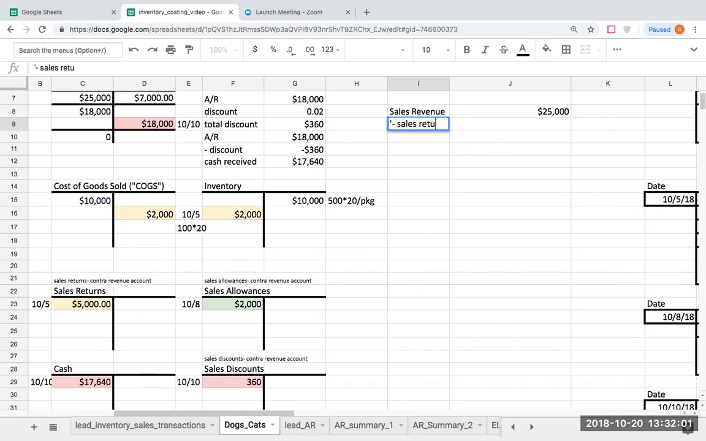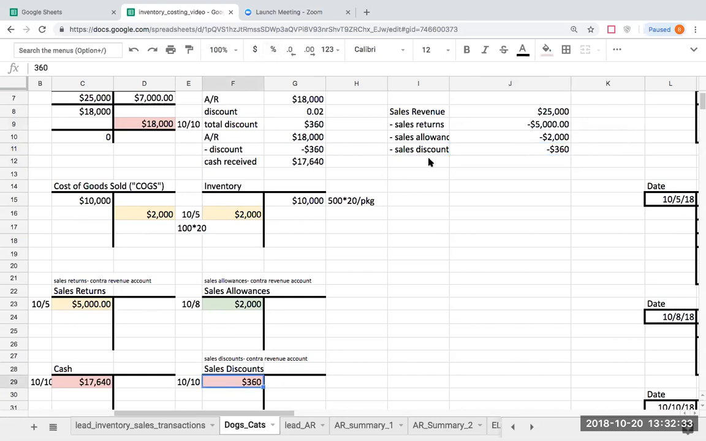Now, when we look at these other items down here, meaning our contra revenue accounts, here minus sales returns, minus sales allowances, minus sales discounts. And why am I subtracting these from revenue? Because these are all what we call contra revenue accounts. And therefore, what I need to do is subtract each one of these items before I get to my net sales. Very important.